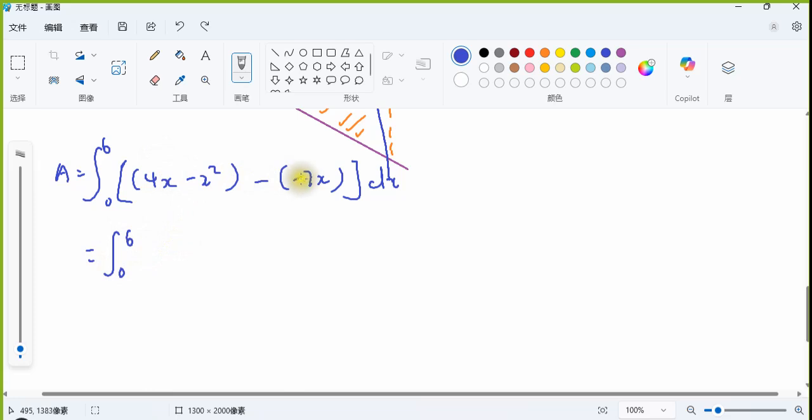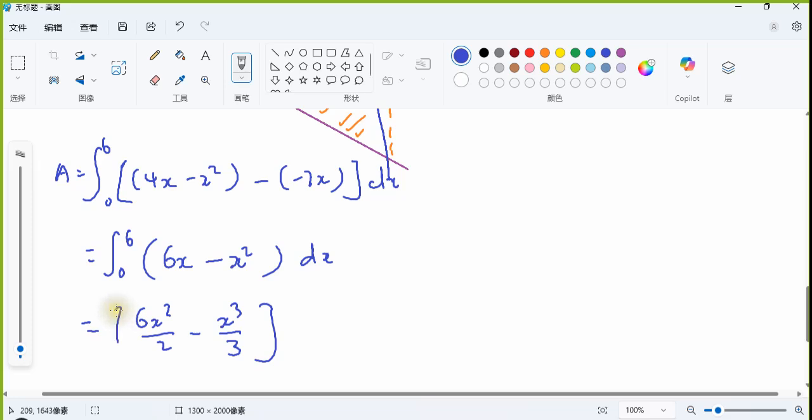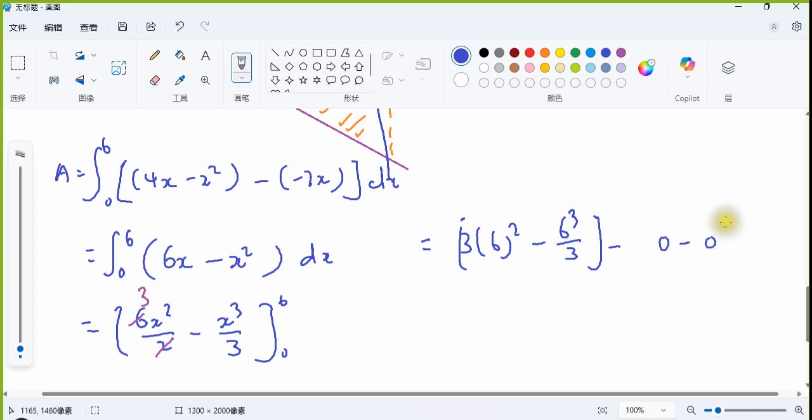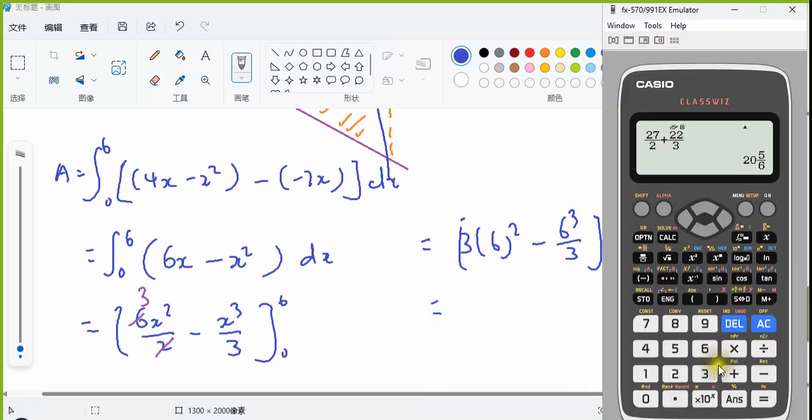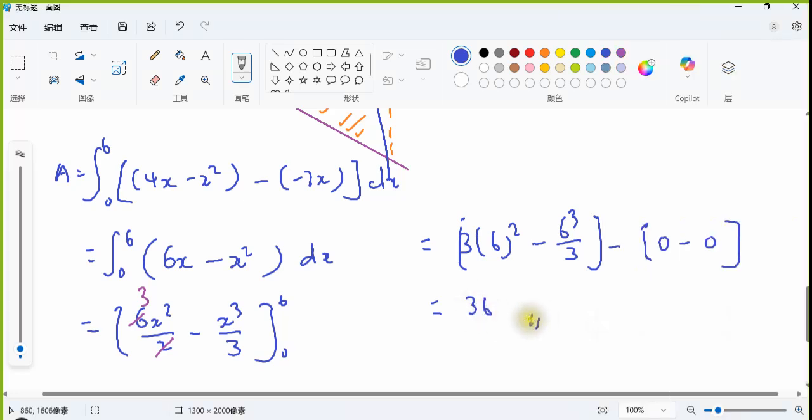So this is integration from 0 until 6 of 4x plus 2x, which is 6x minus x squared dx. Then it is 6x squared over 2 minus x cubed over 3, from 0 until 6. So it is 3 times 6 squared minus 6 cubed over 3, and then minus 0 minus 0. So we have 3 times 36 minus 216 over 3, then it's 36.